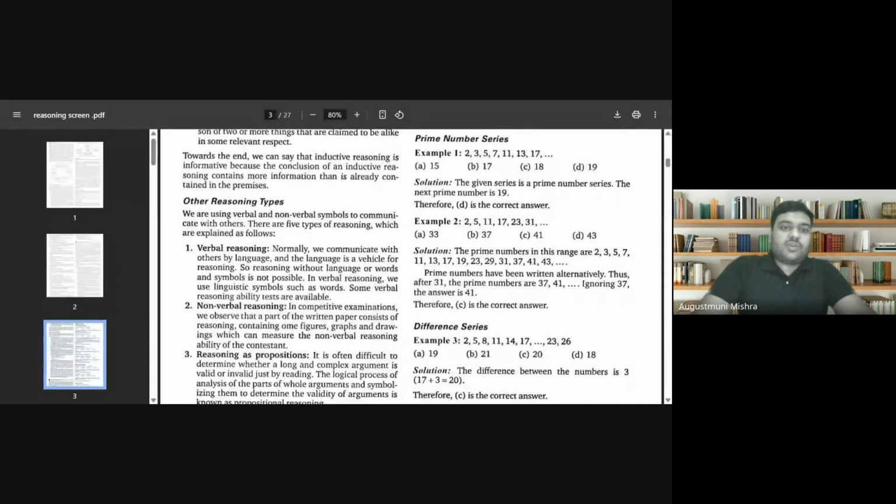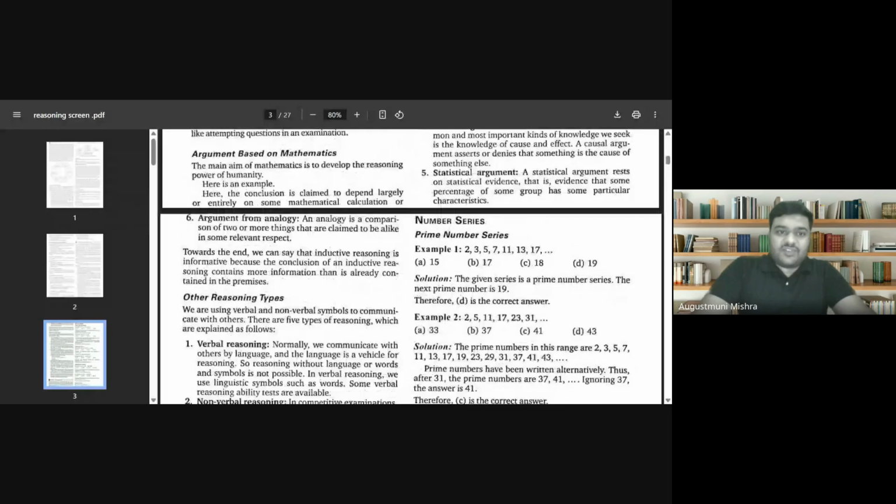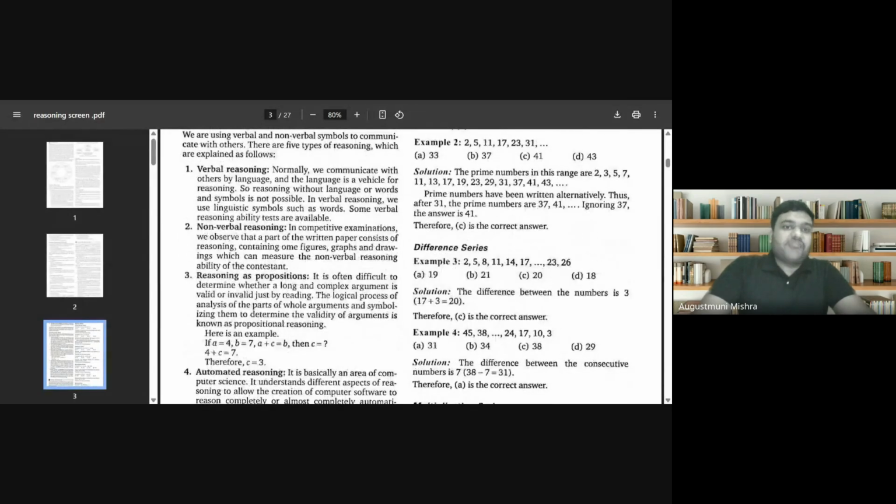Now here are some other types of reasoning: verbal reasoning, non-verbal reasoning, and reasoning as a proposition. Normally we communicate with others by language, and language is the vehicle for reasoning. So reasoning without language or words and symbols is not possible. Whenever you use particular words or language, where you speak verbally or write something using words, that comes under verbal reasoning.